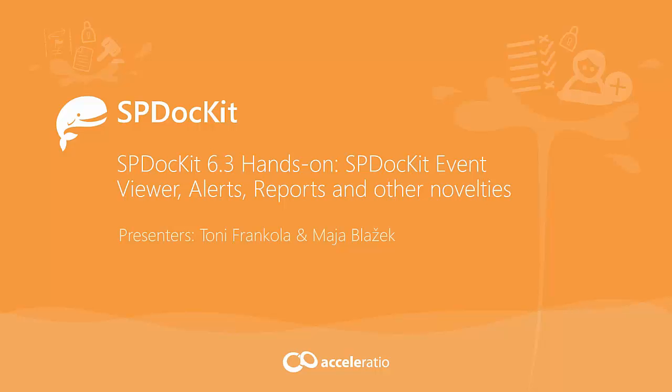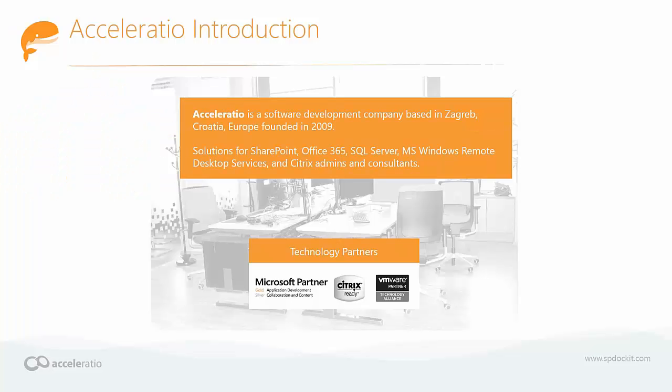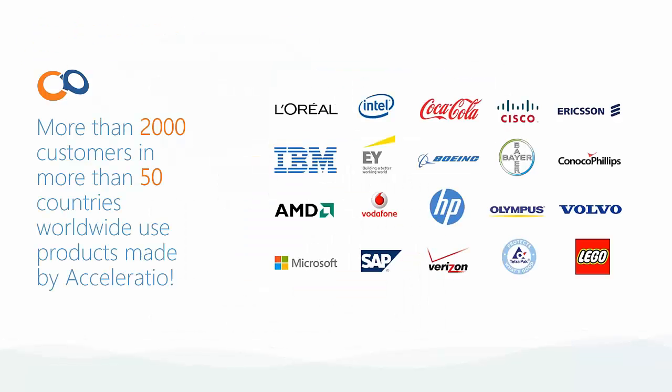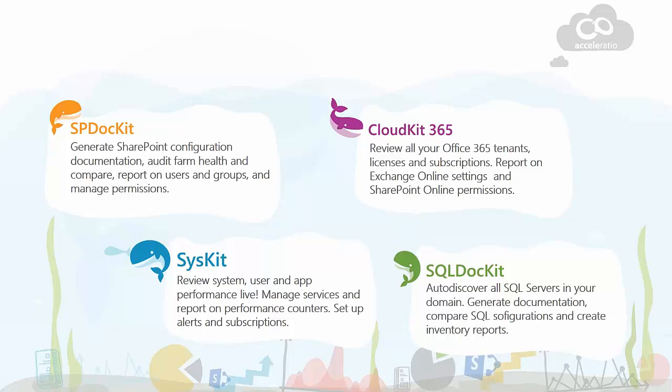Hello everyone. Okay, so let me just quickly give you a short intro on our company. If you are not already familiar with Acceleratio, Acceleratio is a software development company. We are from Zagreb, Croatia and Europe, and we create solutions for SharePoint, Office 365, SQL Server, Windows Remote Desktop Services and Citrix admins and consultants. And we have customers all over the world, as you can see, in 50 countries worldwide, and we have more than 2,000 customers, and we are very proud of our results this year.